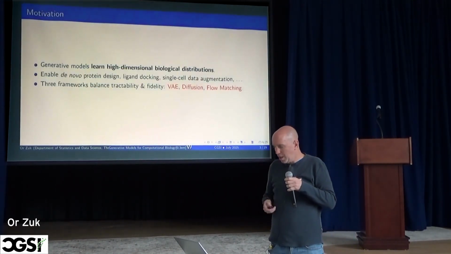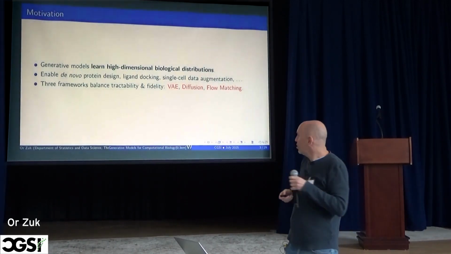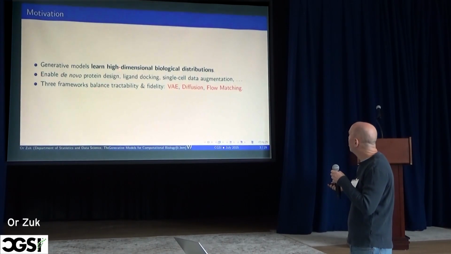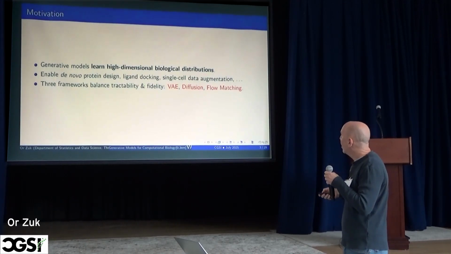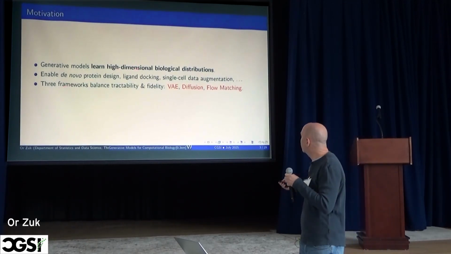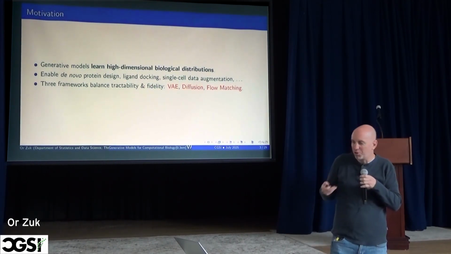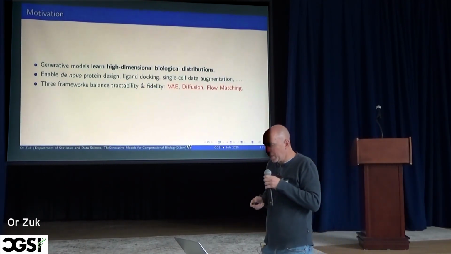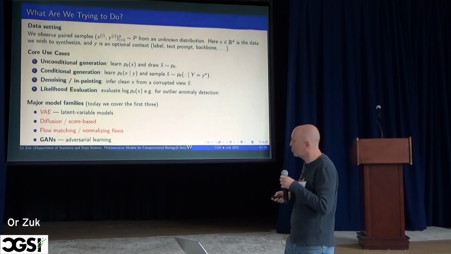All right. So in generative modeling, our goal is to learn some high-dimensional distribution. It could be biological, it can be something else. And it can have many applications in biology, like highlighted here, but also, of course, in other domains, like imaging. And there are many, many methods, and like I said, we're going to focus on three of them.